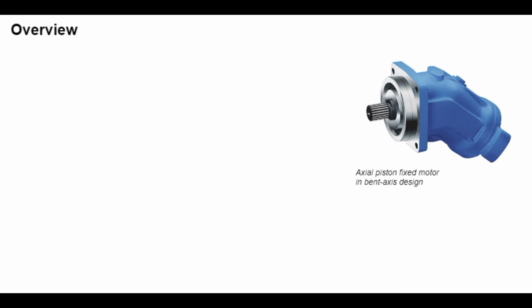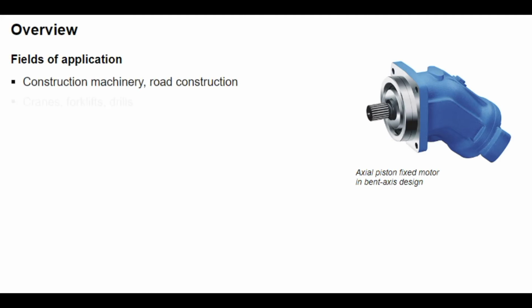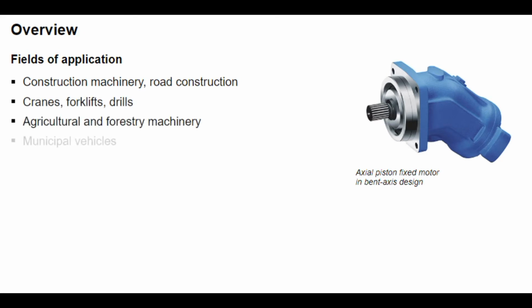In mobile hydraulics, it is primarily used in construction machinery such as mini and midi excavators, skid steer loaders, and wheeled loaders. In road construction, it is used in pavers, tandem vibration rollers, and single-drum compactors. It is also used in the slewing gear or winch drives of mobile cranes. Other application areas include drilling equipment, agricultural machines, forestry equipment, and various municipal vehicles.